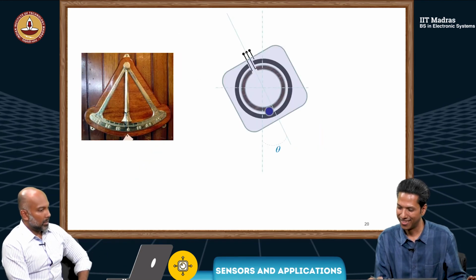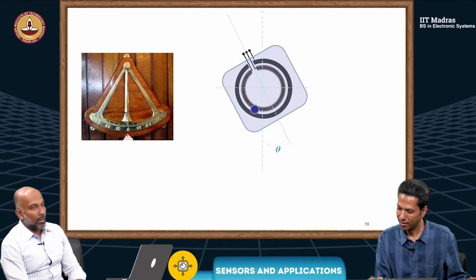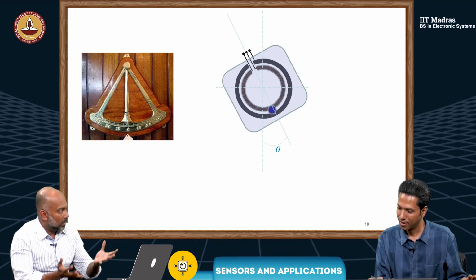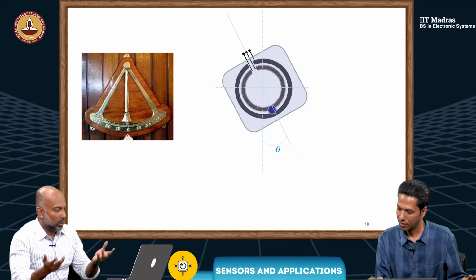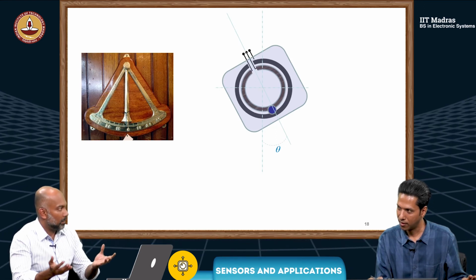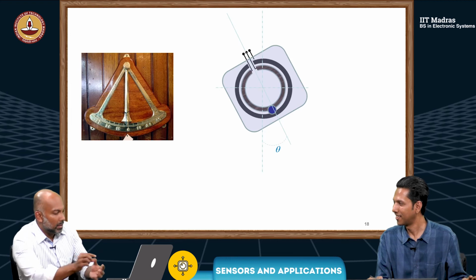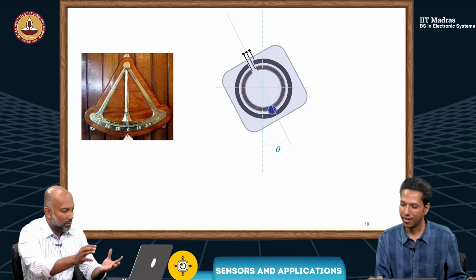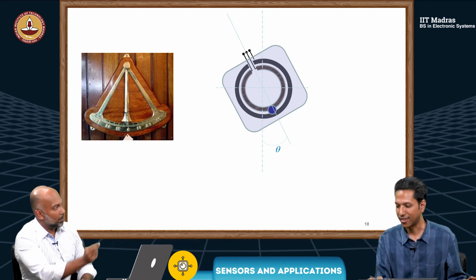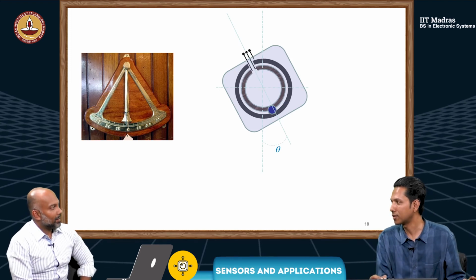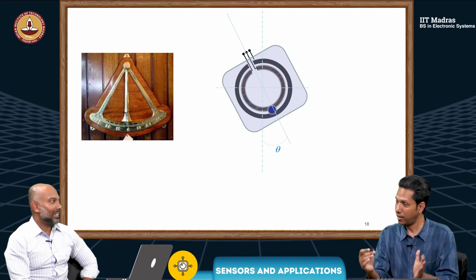I guess it also depends on how quickly your ship moves. If it moves only a little bit, then this ball might not move so much. But if it's a sudden movement, it might move more. For a ship, that's what you're saying, but for some other application, the tilt may be quick.